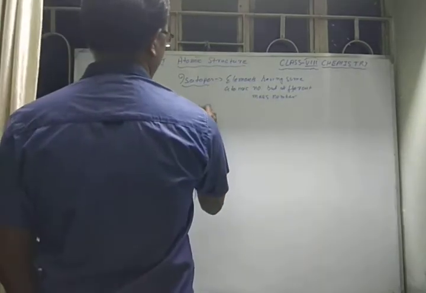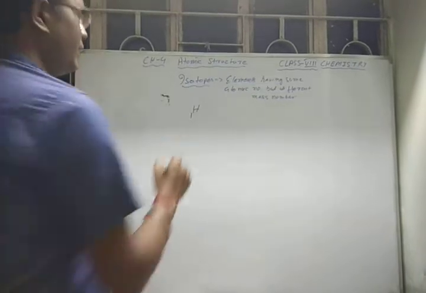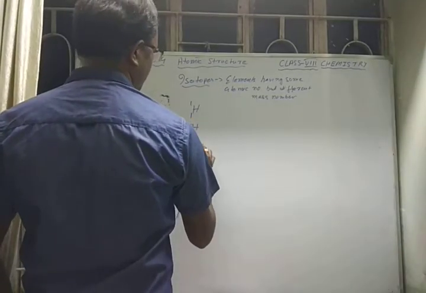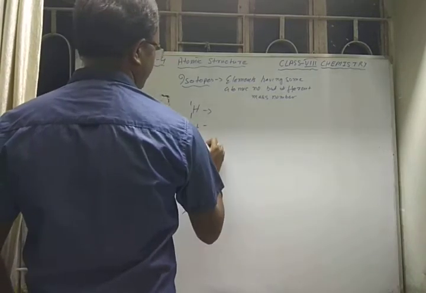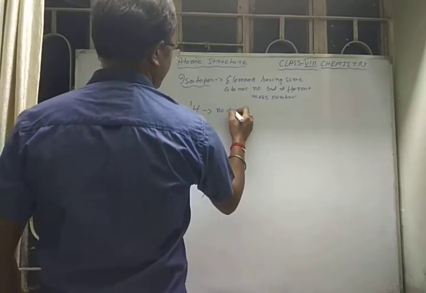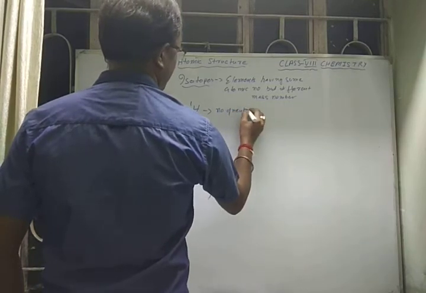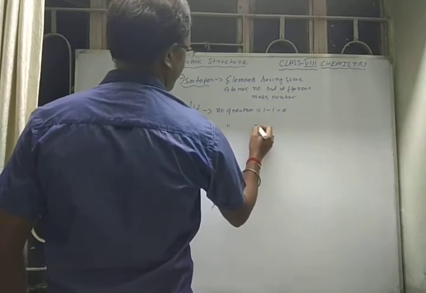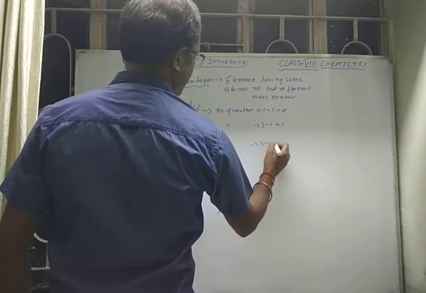Suppose I write about hydrogen. The atomic number is 1, and we can take mass number 1, hydrogen with atomic number 1 and mass number 2, and hydrogen with atomic number 1 and mass number 3. What we see here is that the number of neutrons varies. Here the number of neutrons is 1 minus 1 equals 0, here it is 2 minus 1 equals 1, and here it is 3 minus 1 equals 2.